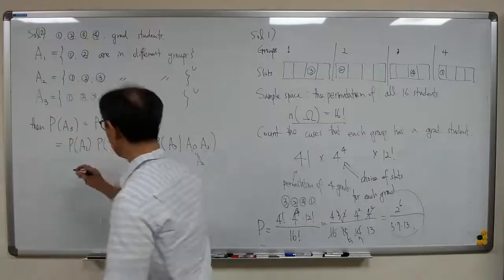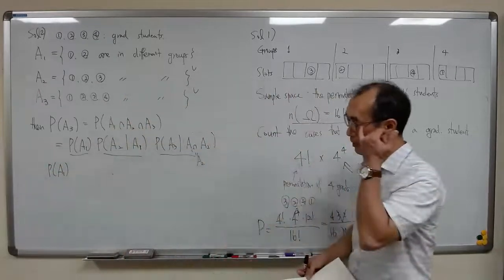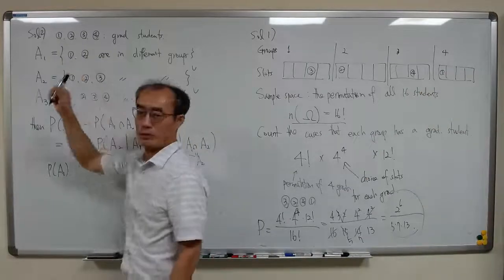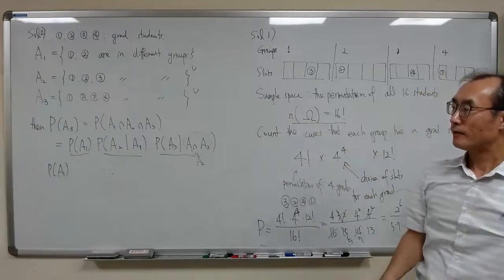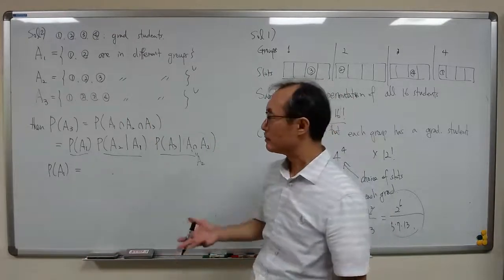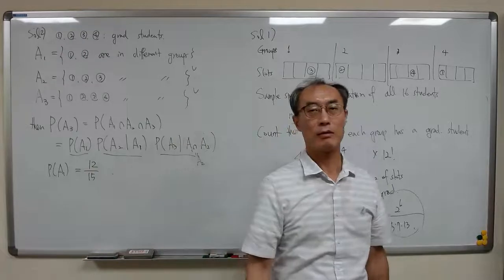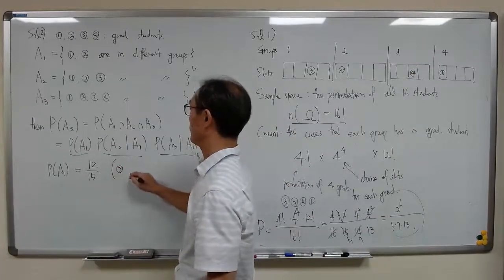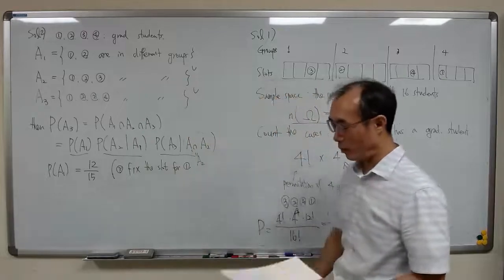Okay, so let me compute these three different probabilities. Probability of A1. The probability of the first two graduate students, number 1 and number 2, belonging to different groups. Okay? How can you find the probability like that? In a random division of students, this probability is simply obtained by 12 out of 15. Right? How can you get this kind of number? We first fix the slot for graduate student number 1.